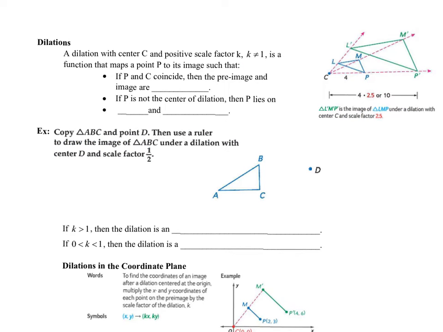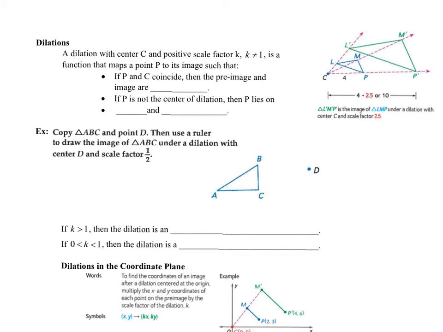Okay, the last transformation we're going to look at today are dilations. Okay, so a dilation with center C and a positive scale factor K, where K is not equal to 1, because of course if K were equal to 1, you wouldn't have an enlargement or a reduction. So a dilation with the center C and positive scale factor K is a function that maps a point P onto its image such that if P and C, remember C is the center of the dilation, if P and C coincide, then the pre-image and the image are actually the same point, okay?